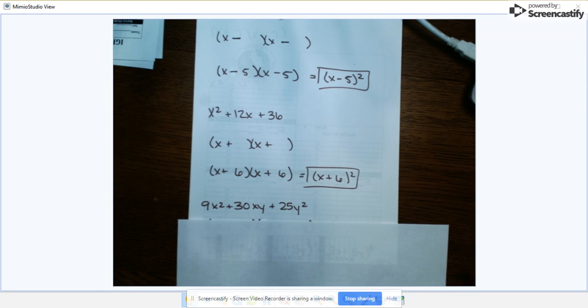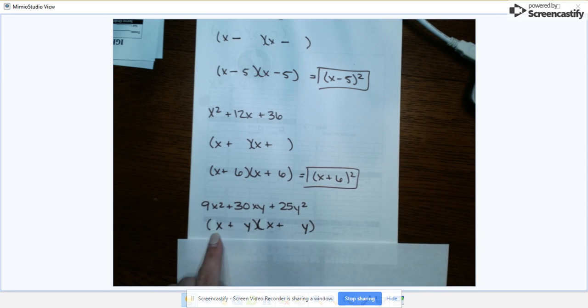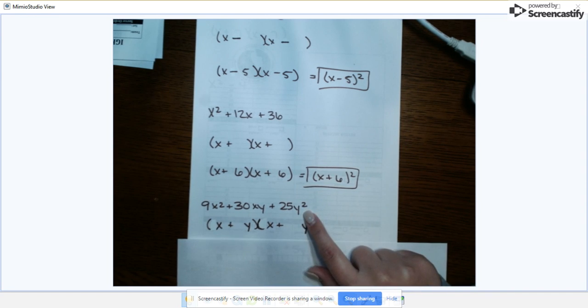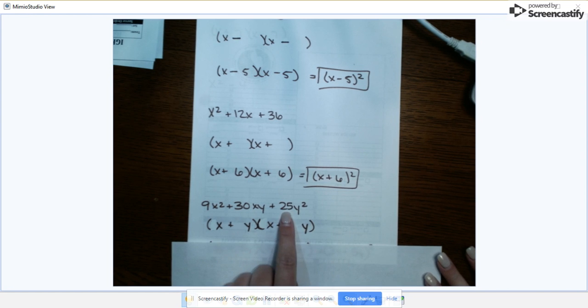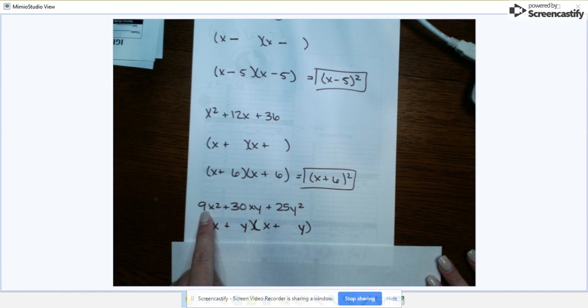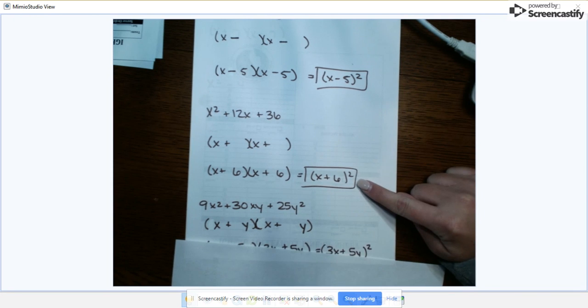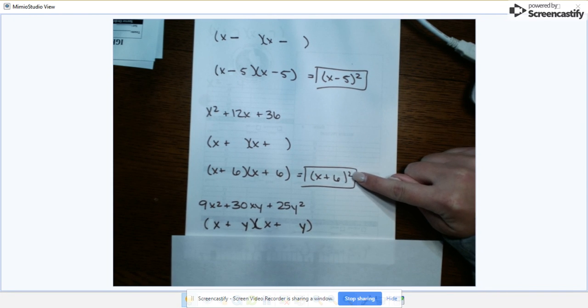So we have 9x squared plus 30xy plus 25y squared. So with that second variable, our signs are still going to be the same, but this time, instead of just an x in the front, we're also going to have a y in the back, because this is what we get when we multiply our last term. So a y squared comes from a y times y. And then we're looking for what numbers are we going to multiply together to get a 25 and also a 9. So if we look at the patterns that we've had in the last two examples, it's some quantity squared.